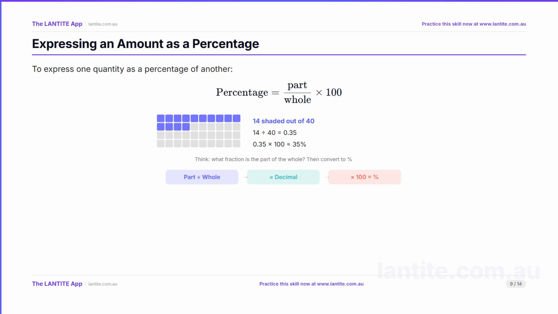Now let's look at the reverse: expressing an amount as a percentage of another. The formula is part divided by whole times 100. Think of it as: what fraction is the part of the whole, then convert that fraction to a percentage. On screen you can see 14 out of 40. 14 divided by 40 gives 0.35. Multiply by 100 to get 35%. This skill is essential for interpreting test scores, data tables, and many LANTITE word problems.